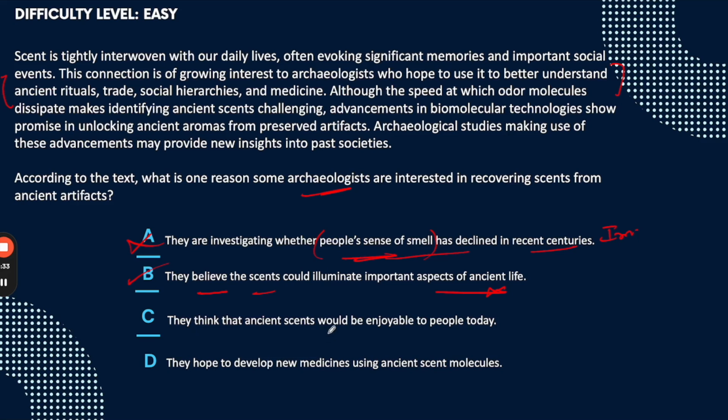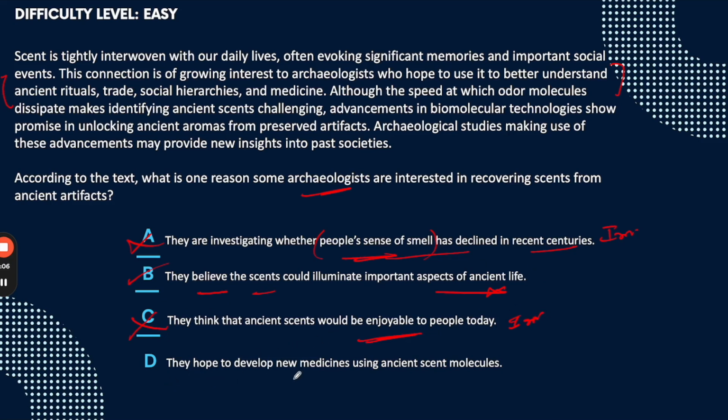They think that ancient scents would be enjoyable to people today. Do they care about what can be enjoyable to people today? They don't care about it, right? All they care about is to know more about ancient society or the past societies. They are not concerned with what people enjoy today. It's about what information they can get about the past societies because of these ancient scents, right? So C is out again. This is irrelevant to the location that we picked up.